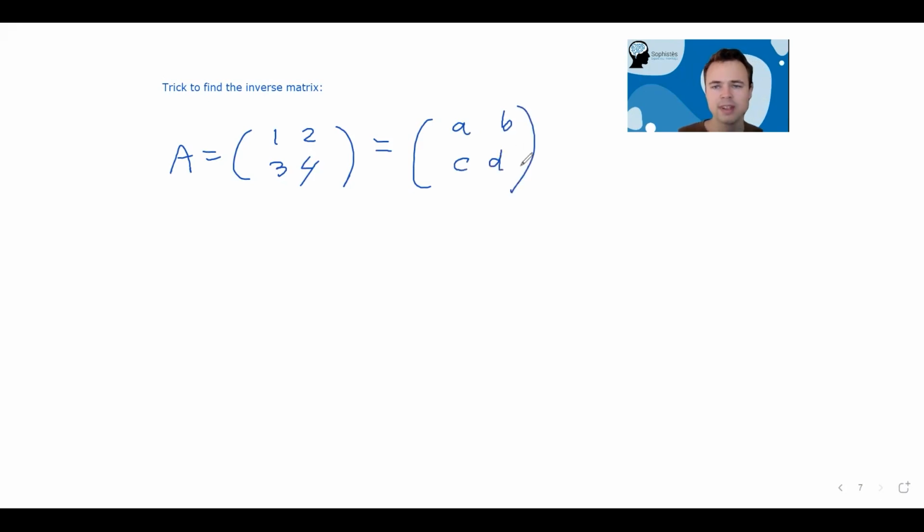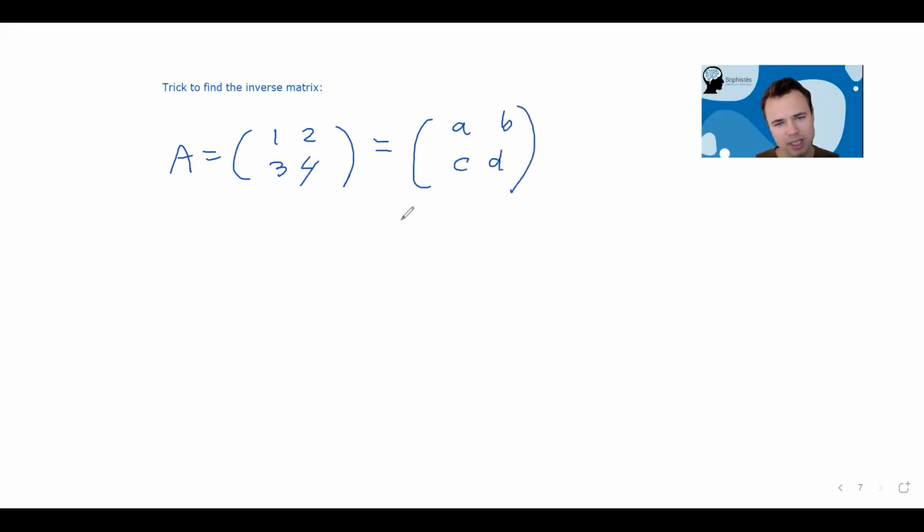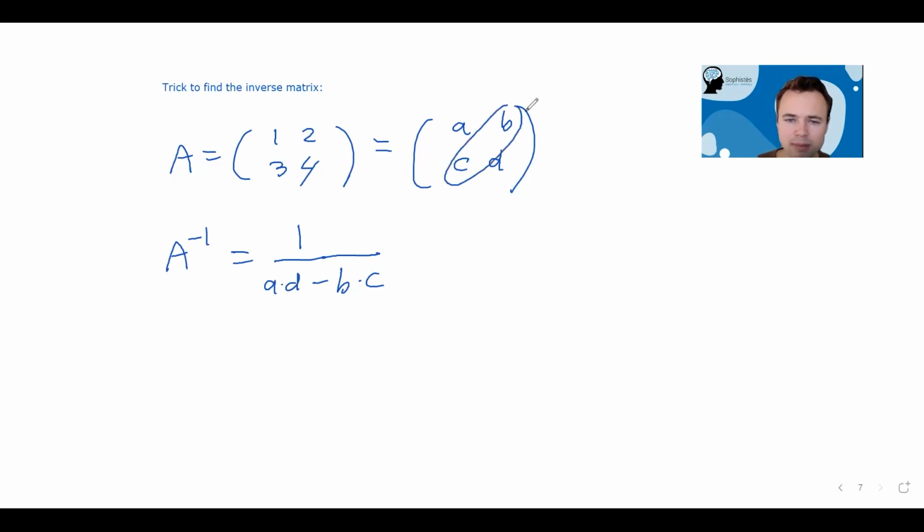According to this trick I'm going to show you, you can find the inverse by doing 1 divided by A times D minus B times C. Believe me, this will be way easier than Gaussian elimination to find the inverse of the matrix. So A times D minus B times C. So that's the first thing you do.